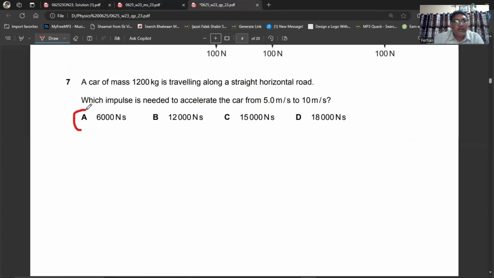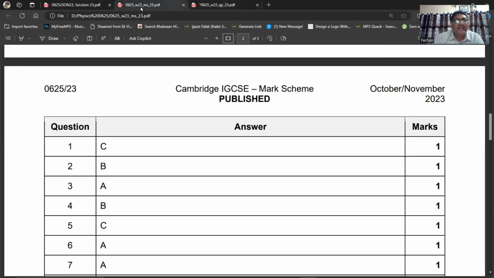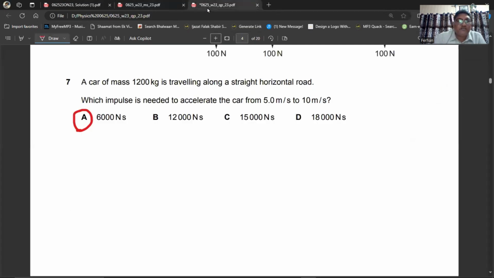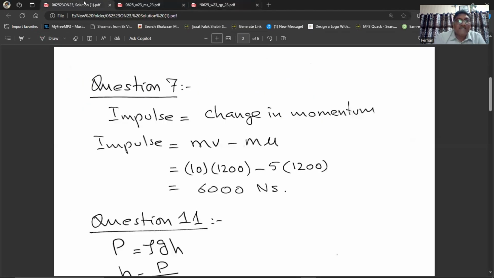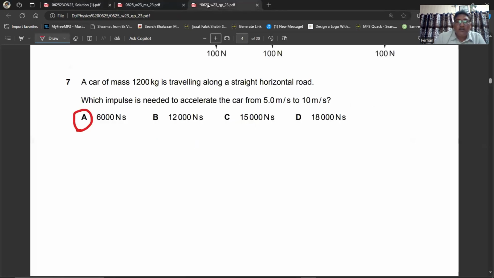You can write whatever unit you want. 6000. So question number 7, A is the option, sir. Question number 7 is the right option. This is how this is done.